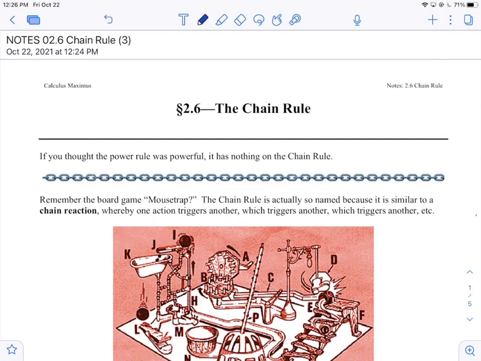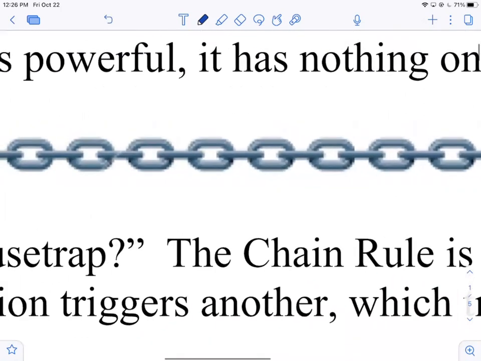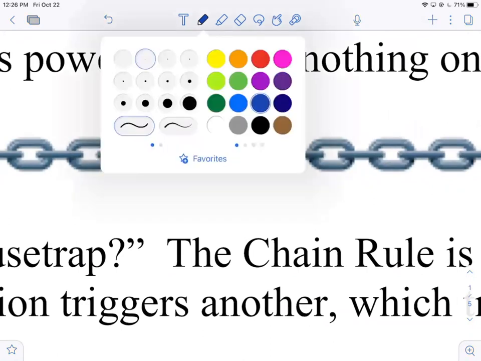So if you notice what I did here with my awesome artistic impression, I took some chain link image and I used that as a page divider, right? To separate this from that. But it serves more than just being a page divider, because when we do the chain rule, it is going to end up resembling a chain, because here's what's going to happen.